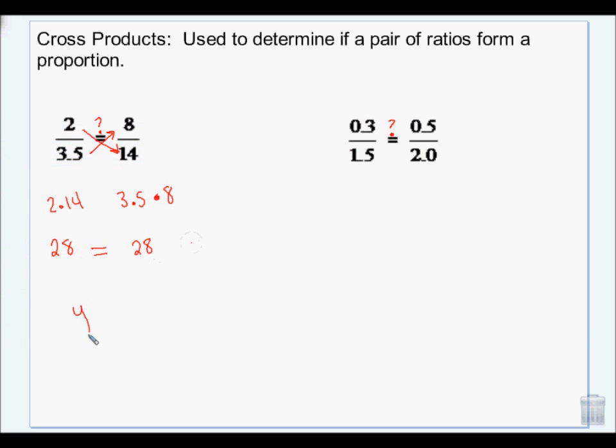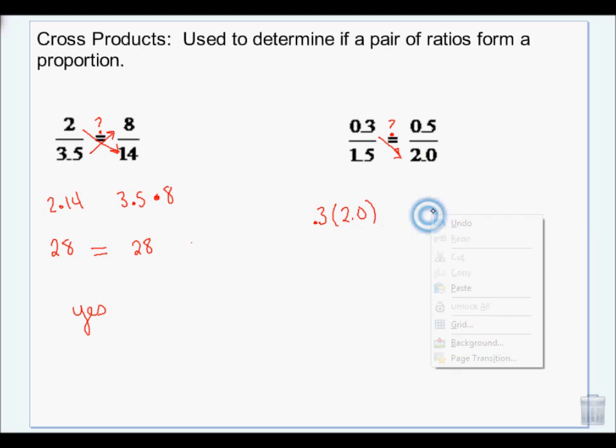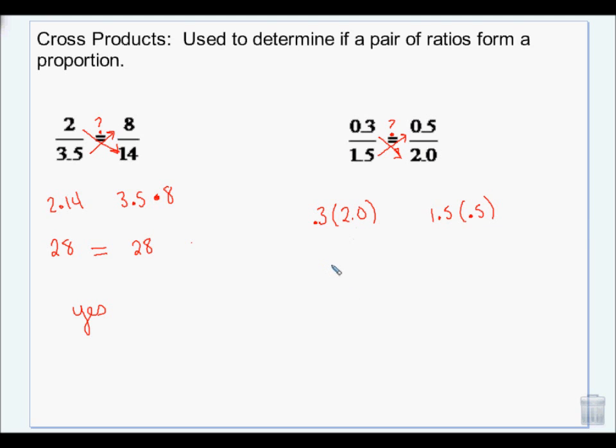So, yes. Then 0.3 times 2.0, and 1.5 times 0.5. So this is going to be 0.6, I think.